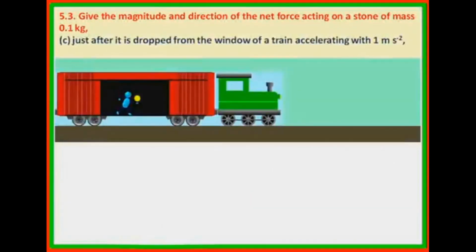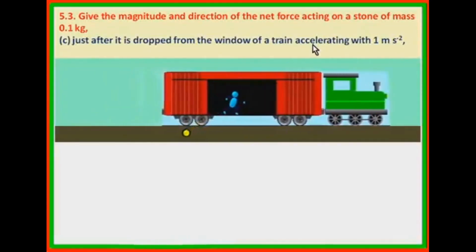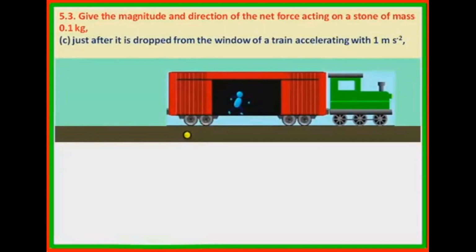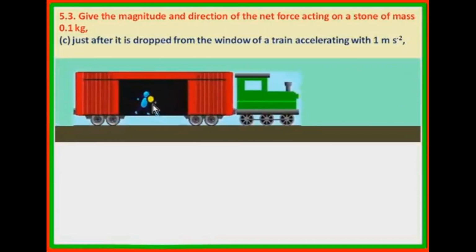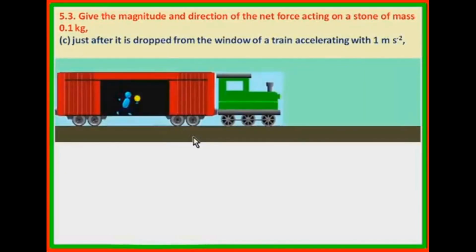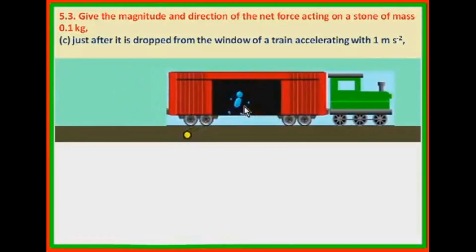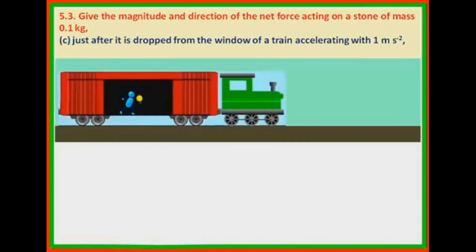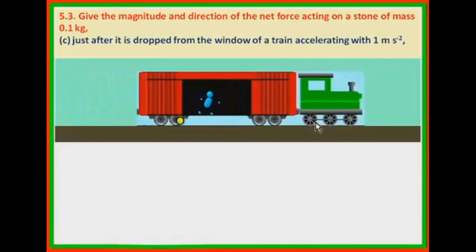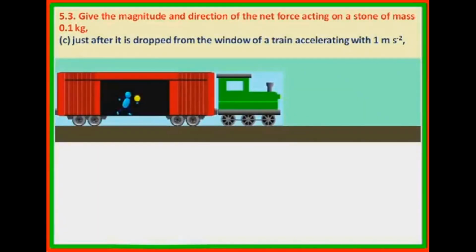When it comes to the third case, just after the ball is dropped from the window, the train is accelerating at 1 meter per second squared. Further, the speed of the train increased, but we are talking about the mass which is dropped through the window. Once again, as the train moves forward, the ball is dropped down, but the train has a higher velocity compared to the ball which has been dropped.